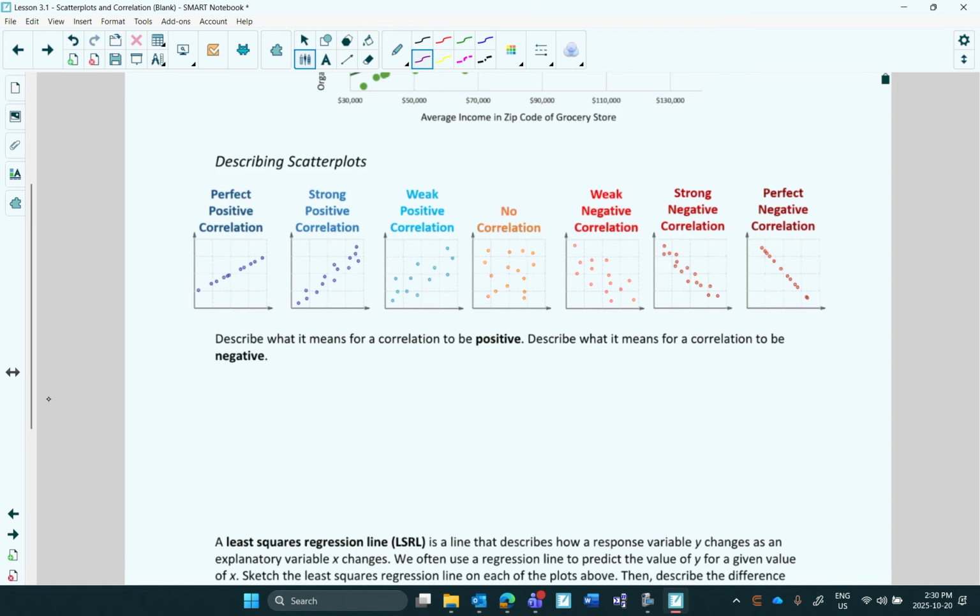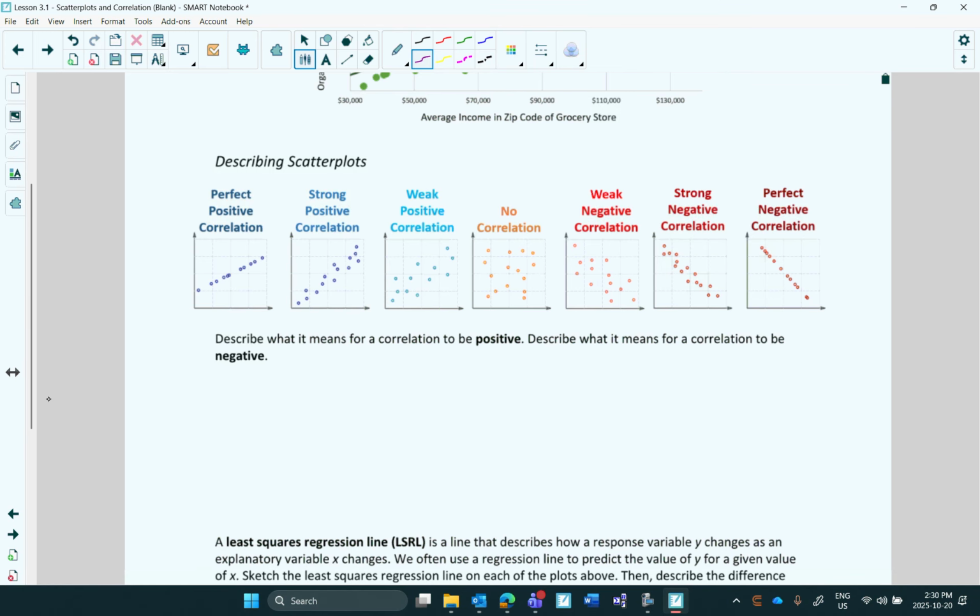Strong positive correlation looks like a line, but not forming a perfect line, and going up. Strong negative, close to a line, but not quite, and going down. And then, of course, the weaker the relationship becomes, the more scattered the points become. Unless they're completely randomly scattered, then that means there's just no relationship between the two. There's no correlation.